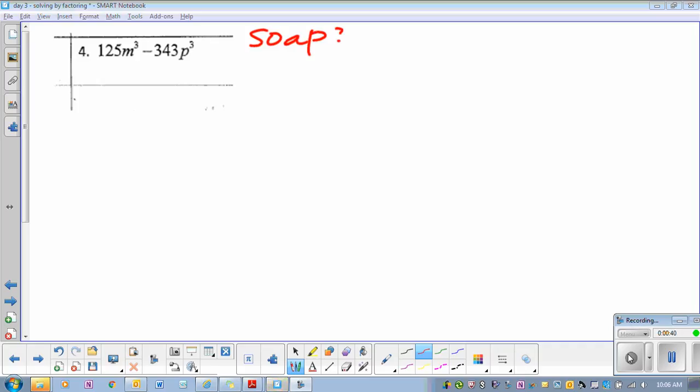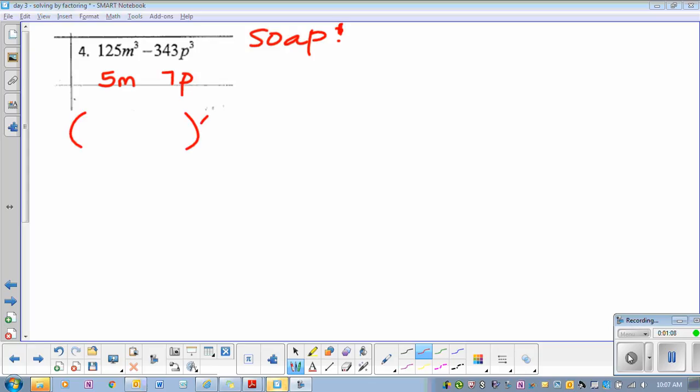What is the cube root of 125? 5. And you can get the cube root by going to math 4, right? What is the cube root of m cubed? Oh, okay, well 343 is 7, but what about this m to the third? Just n. What about the p cubed? Just p. Okay, so it is soap.